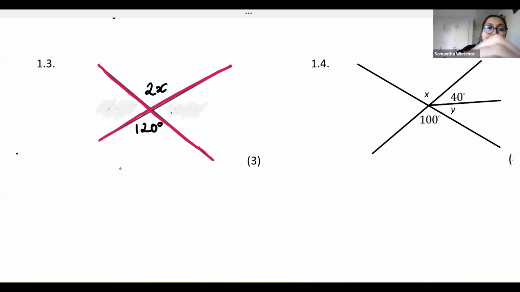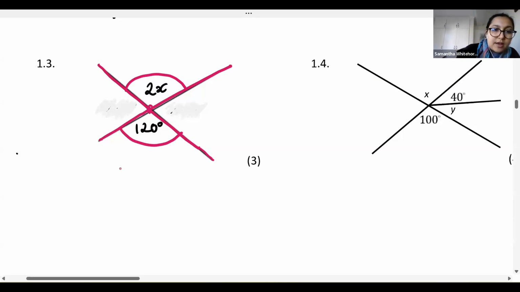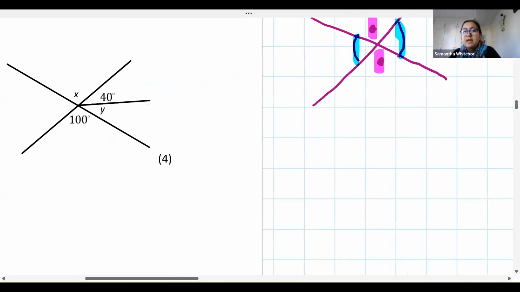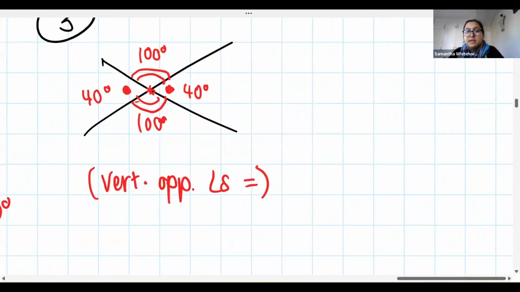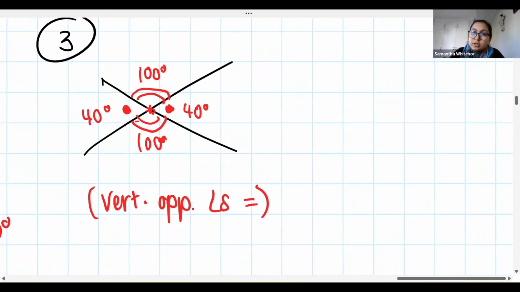I can see that I have got 2 angles directly opposite each other at the point where those lines cross with each other. And so automatically I should be thinking of this reason of vertically opposite angles. Angles that are vertically or directly opposite each other at the point where 2 straight lines cross. Now, according to our reason, we know that vertically opposite angles are equal to each other.